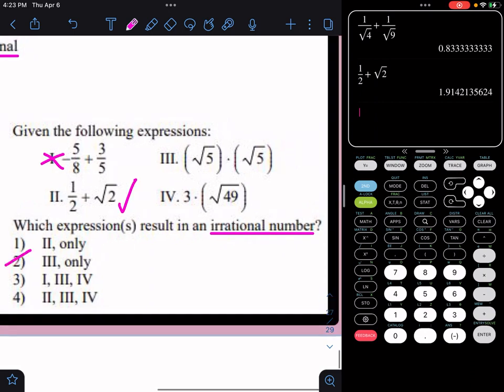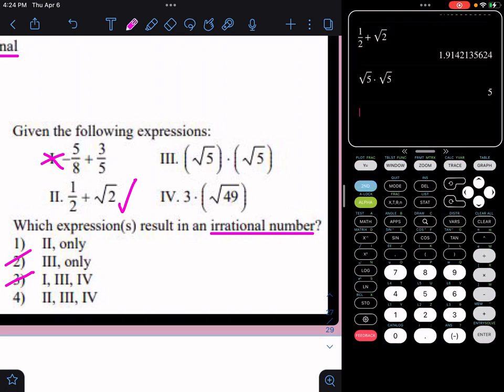So not 2. And not 3. Okay, let's see the next one. The square root of 5 times the square root of 5. Oh, that gives me a rational number, so it's not going to be 3, which means it can't be 4, which means my answer has to be 1.